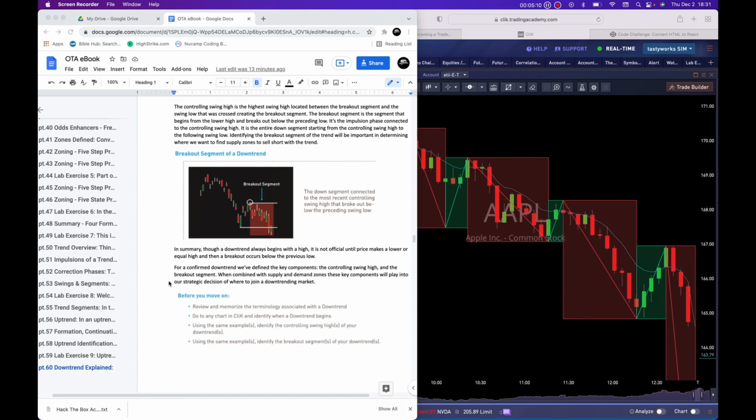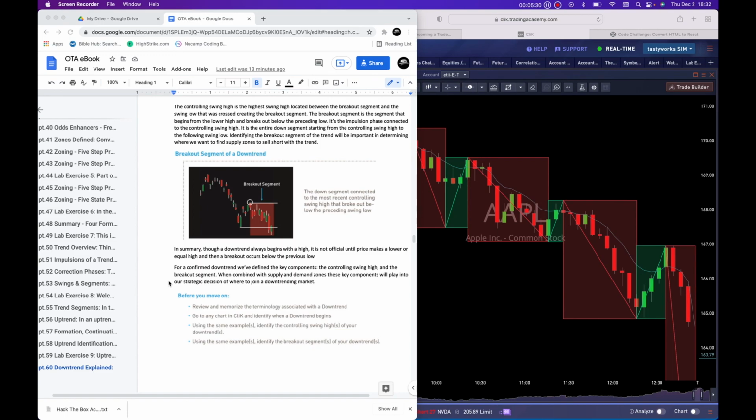For a confirmed downtrend, we have now defined the key components, the controlling swing high and the breakout segment. When we combine this with supply and demand zones, these key components will play into our strategic decision of where we want to join a downtrending market.